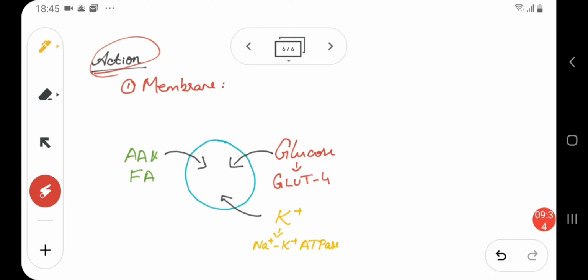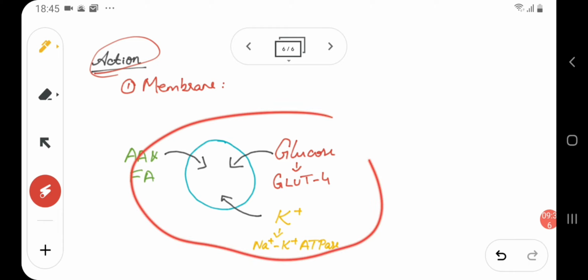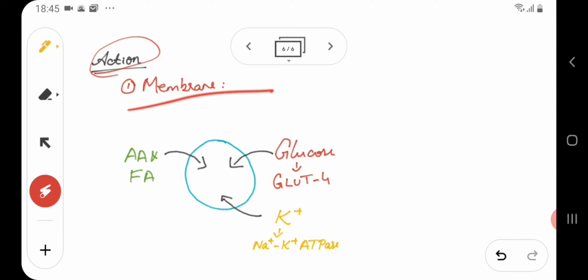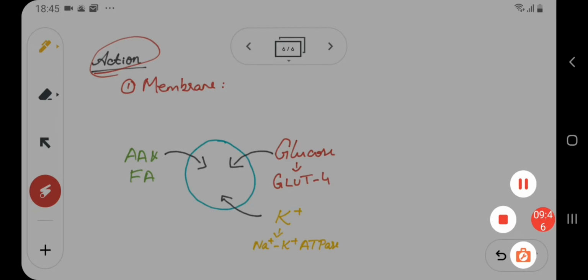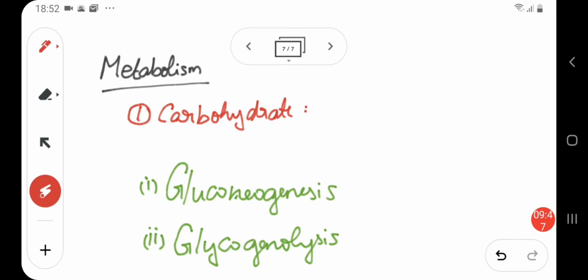So this is the combined effect of insulin on the membrane. It allows glucose to enter, amino acids and fatty acids to enter, and potassium to enter the cell. Now coming to the effect on metabolism. First we will see the effect on carbohydrate metabolism.